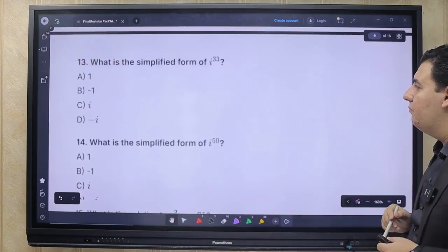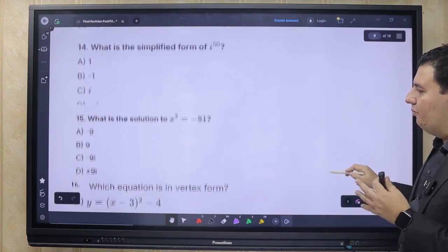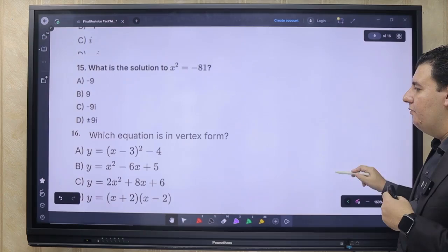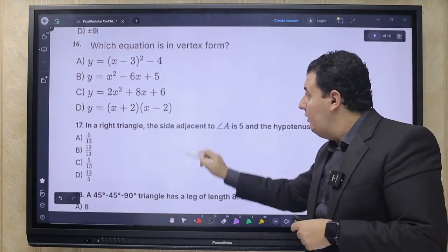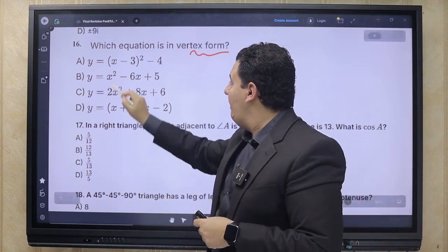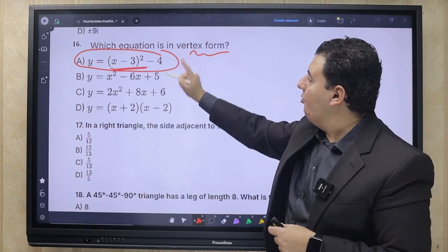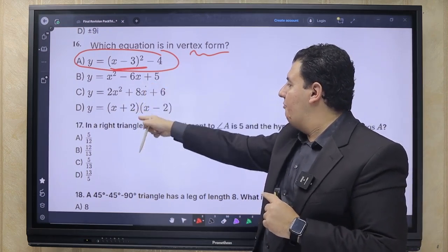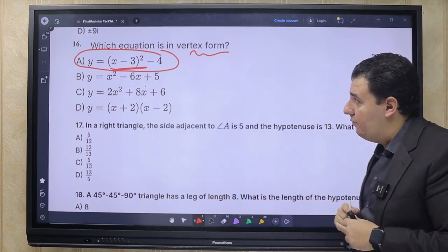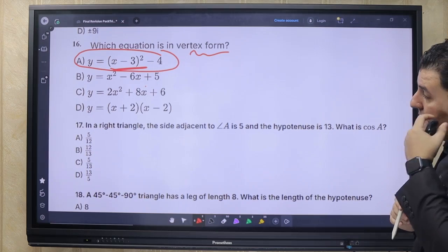13, i to the power 33. I will skip i to the power 33 and i to the power 50, we said it before. And 15. 16, which equation is in the vertex form? In the vertex form, (x minus 3) squared minus 4. This is the vertex form. This is standard form, this is standard form, and this is factored form.